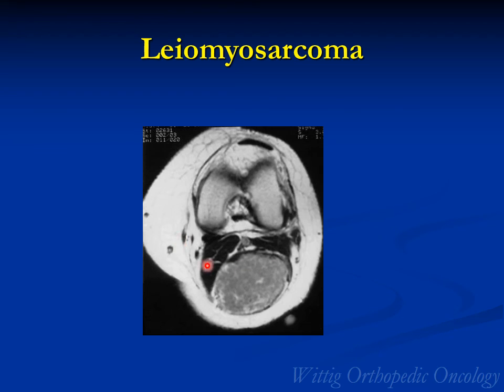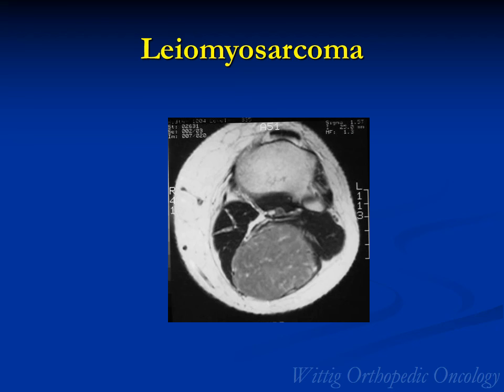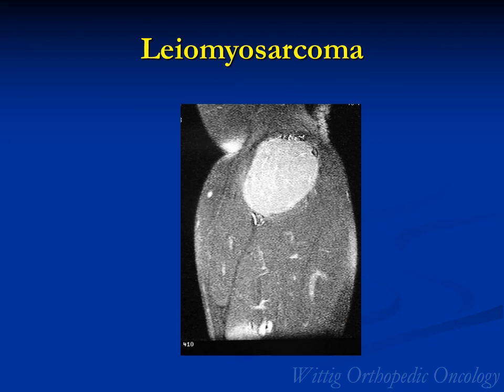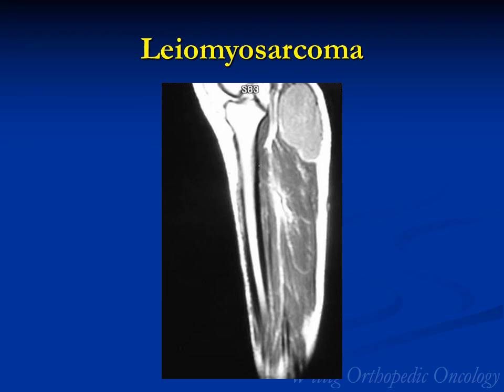Here's a leiomyosarcoma in the popliteal fossa. T1 weighted image, very heterogeneous mass, nothing specific about it. Another view extending down below the knee joint. T2 weighted image showing you heterogeneous hyperintense mass. Another example of a T2 weighted image. I'm sorry, a T1 weighted image.